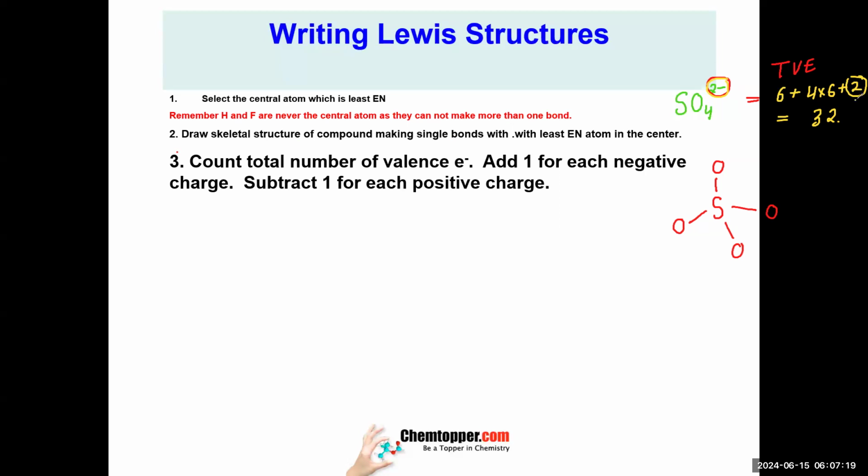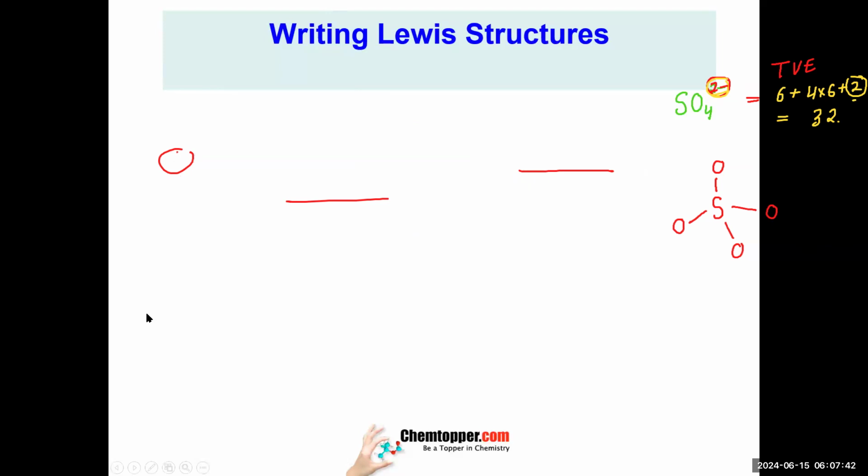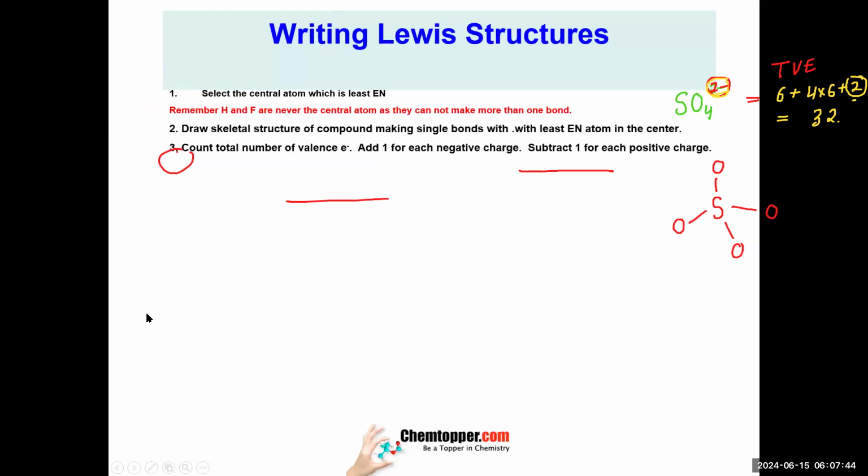Did you add this 2? See rule number 3: add 1 for each negative. If there are 2 negatives, add 2. Subtract 1 for each positive, right? So 32. Okay, now let's go for the next rule. We have done the valence electrons, and now we know the total valence electrons.